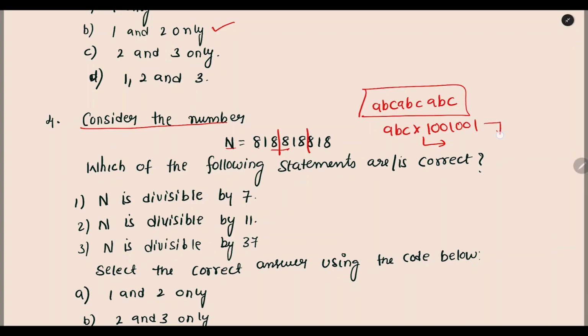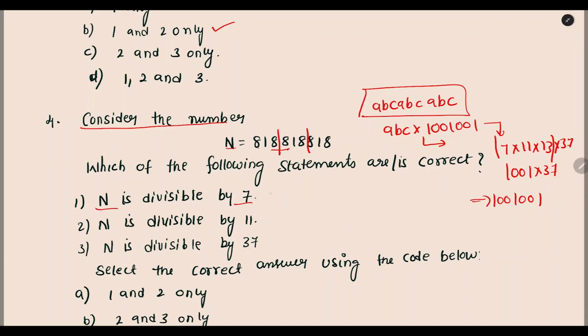So this number is a multiple of 7 into 11 into 13 into 37. Up to here, it is like a multiple of 1001. But when 37 is multiplied, it becomes 1001001. I hope you are getting my point. So just carefully observe the statements.